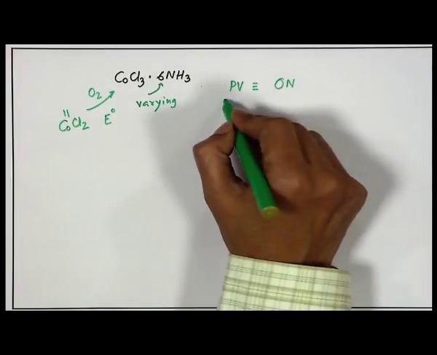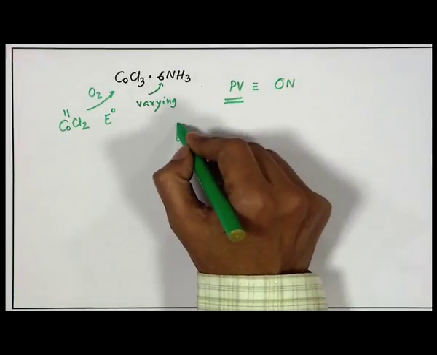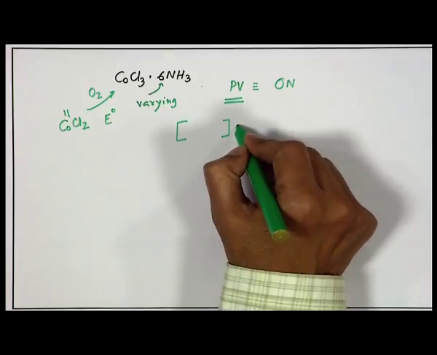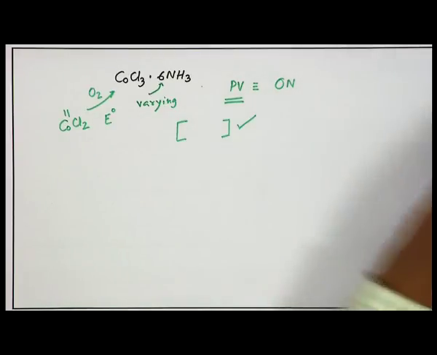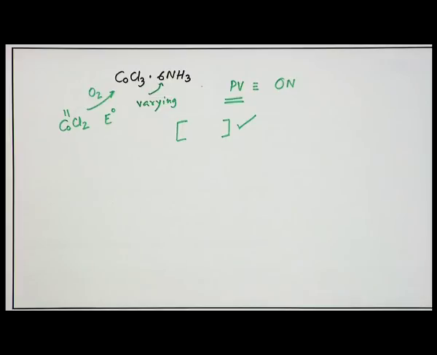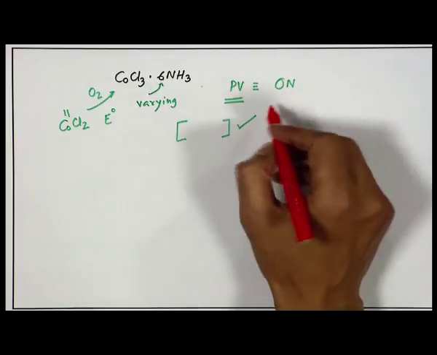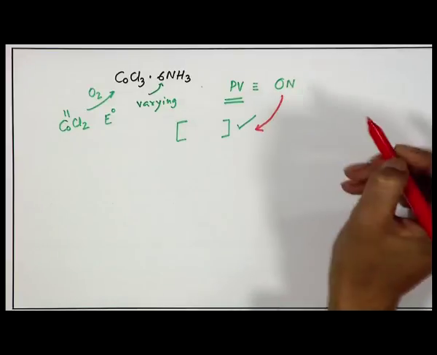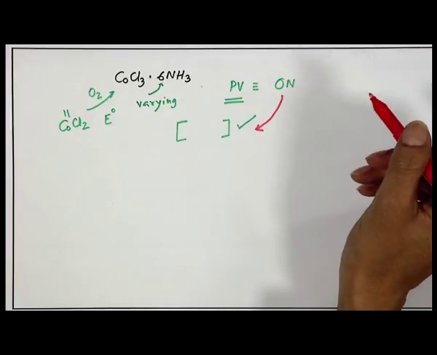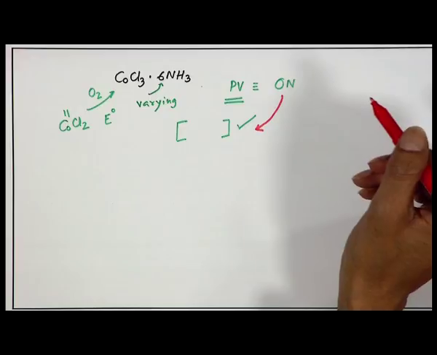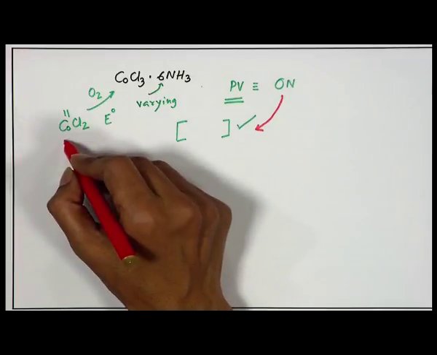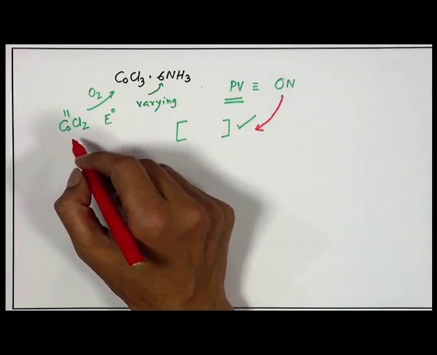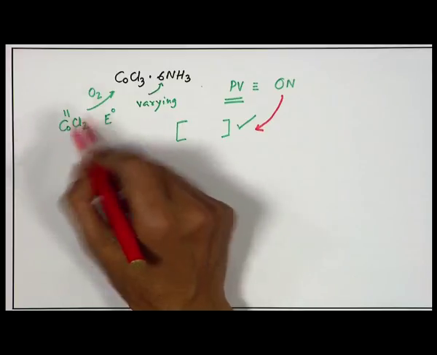So, if we now consider the formula of that compound, how many chlorides are there outside this coordination sphere? Outside this coordination sphere, the number of chloride ions will tell you the corresponding oxidation number. Since we are starting from a salt in the lower oxidation state, that means the cobaltous ion, and that cobaltous ion is getting oxidized.